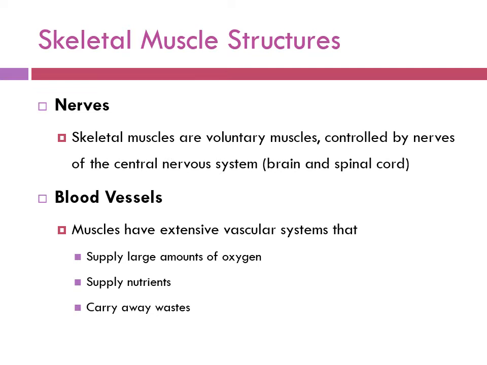Blood vessels: we need a ton of blood supply to get to these muscles. Muscles need a lot of ATP for energy. ATP requires oxygen. Oxygen is carried in the blood. So we have a lot of blood coming in, bringing large amounts of oxygen, bringing nutrients, and then carrying away the waste products that are created during muscular contraction.